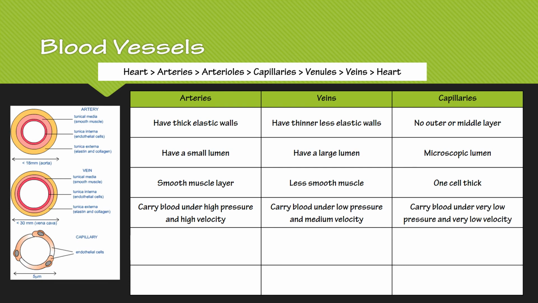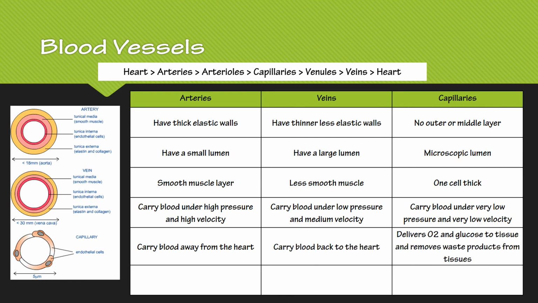Because it's got a larger lumen, it's under low pressure. And capillaries carry blood under very low pressure and very low velocity, and that's really important so that the gases of oxygen and carbon dioxide have chance to be exchanged. Direction: the arteries carry blood away from the heart, whereas veins carry blood back to the heart. And in terms of capillaries, their job is to deliver oxygen and glucose to the tissues, and it also removes waste products such as lactic acid and carbon dioxide from the tissues.